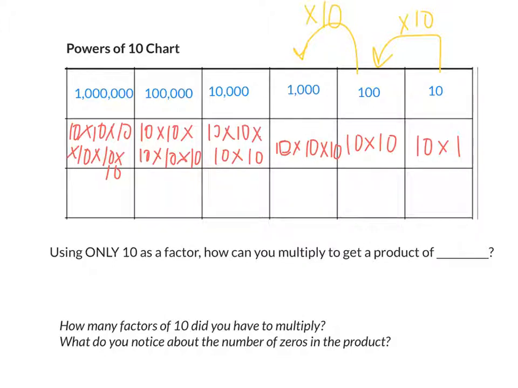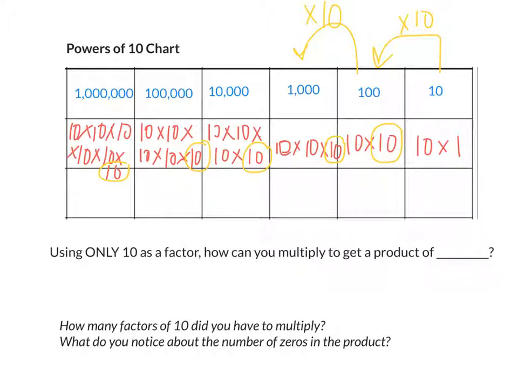Here we only had one factor of 10. Here we added another factor of 10 because it got 10 times bigger. Here we added another factor of 10, and another factor of 10, another factor of 10, another factor of 10. Do you guys see that? How many factors of 10 were there to get 10? 1. How many factors of 10 were there to get 100? 2. Very good. How many were there to get 1,000? 3. 10,000? 4. 100,000? 5. 1 million? 6. Okay? So each time we move one adjacent space over in the place value, one space to the left, we're getting 10 times bigger, which really means we're multiplying by an extra factor of 10.